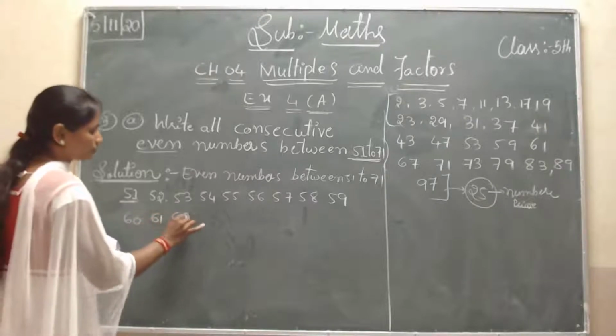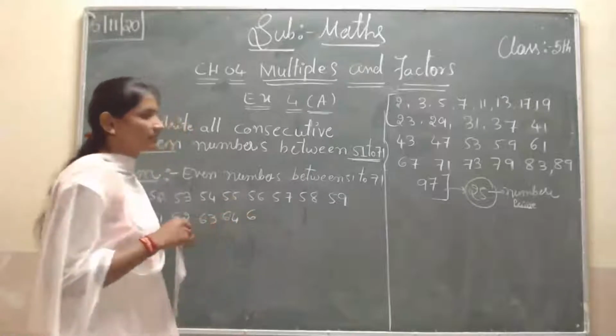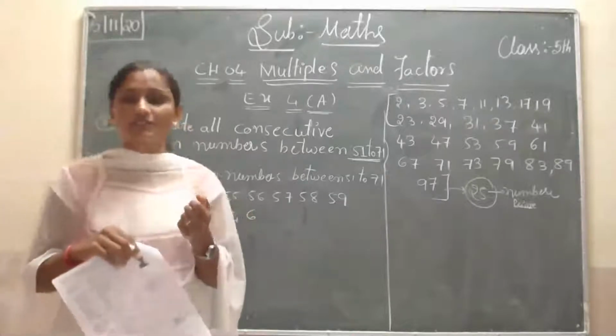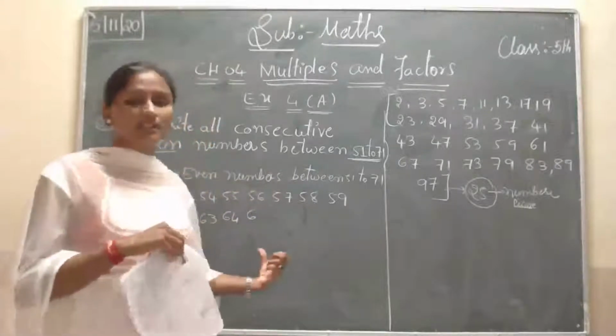61, 62, 63, 64, 65. Because, students, I will explain the detail. So afterwards, you have to identify the even numbers. So you have to write that down.